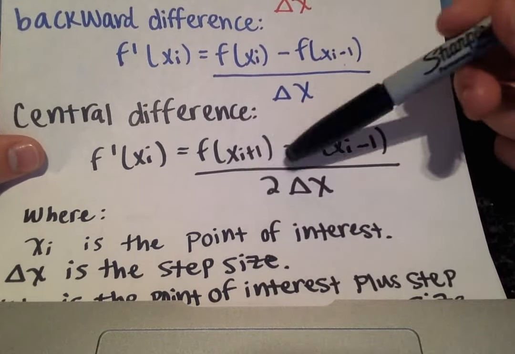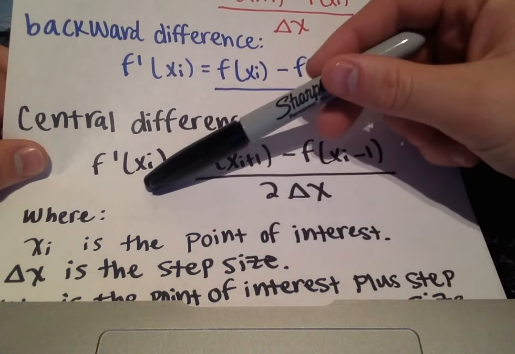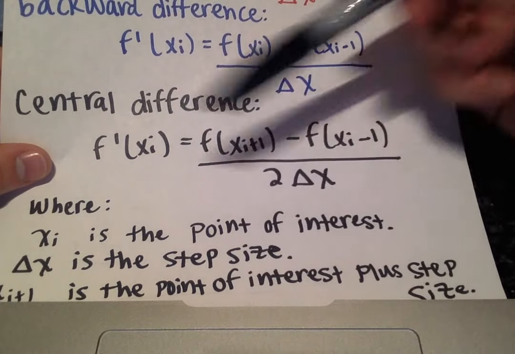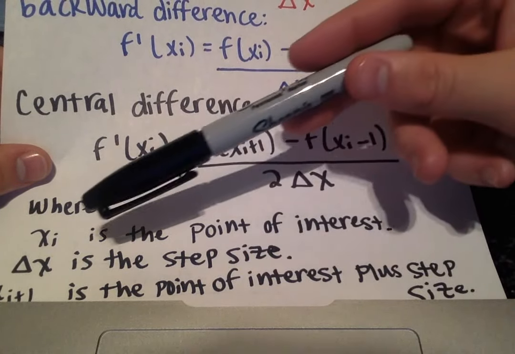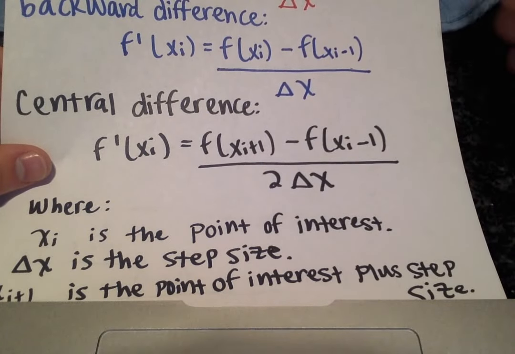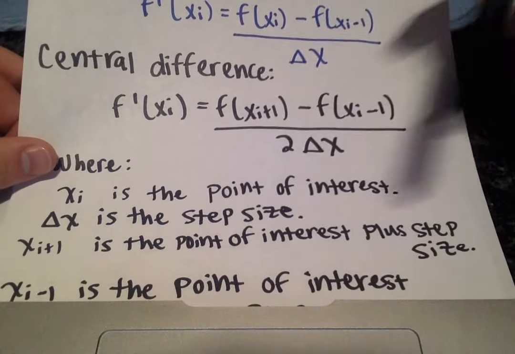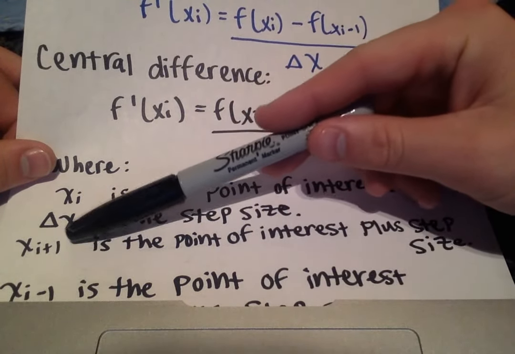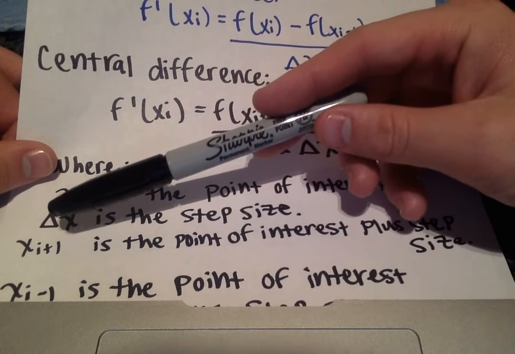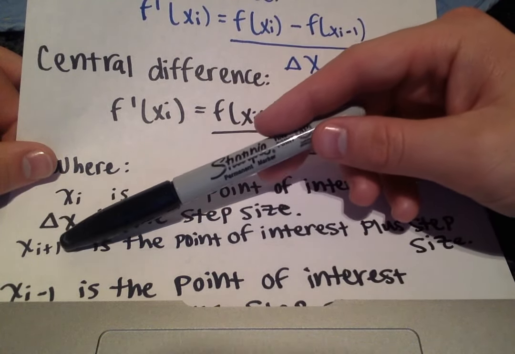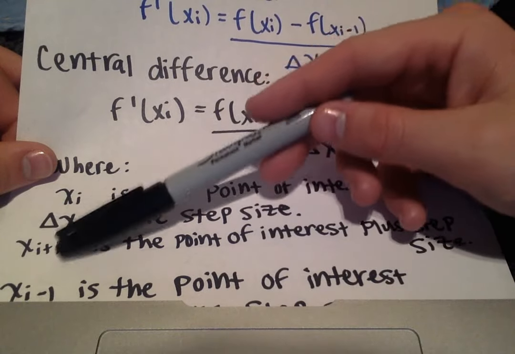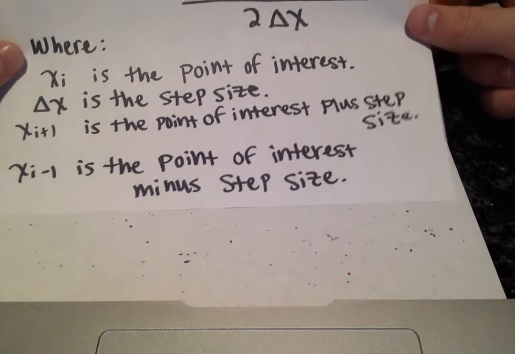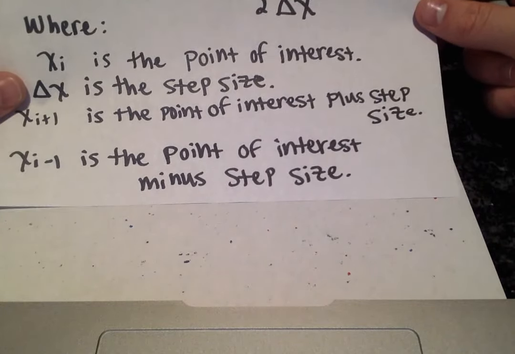Each of these variables, let me give a little bit of clarification. X sub i is the point of interest, so that's where we want to calculate the derivative in each of these cases. Delta x is the step size, so when you're going from one point to another, it's the difference in the x values, and that will be given to you. X sub i plus 1 is the point of interest plus the step size, so when you're going for the forward approximation or the central difference method, it's the point ahead of your point of interest. And similarly, x sub i minus 1 is the point of interest minus the step size, so it's one point behind your point of interest.